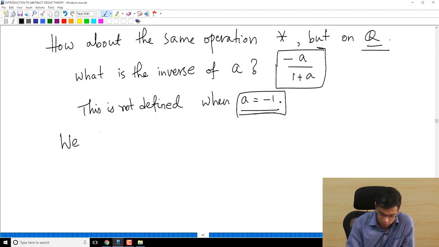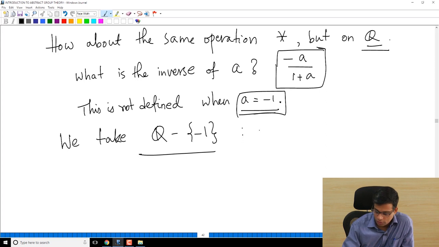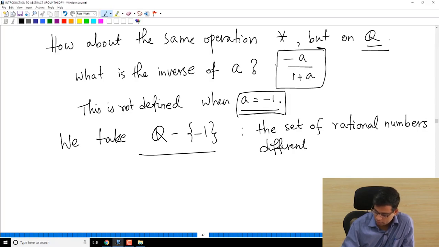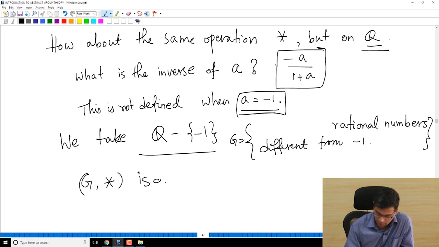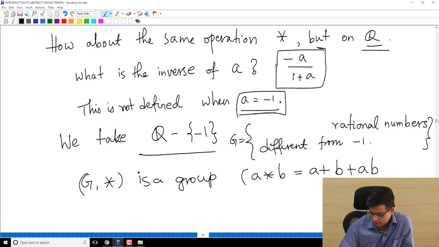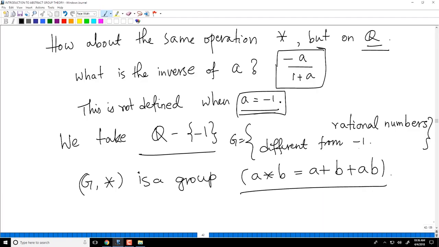So, now we set, let us say, Q minus, okay. In other words, I am removing minus 1 from this set. So, I am looking at the set of rational numbers different from minus 1. So, let us say G is this. G is the collection of rational numbers different from minus 1. Then what we have verified says that (G, star) is a group. Recall that star is again as before, it is A plus B plus AB. So, under this, (G, star) is a group. If you eliminate minus 1 from Q, you can make it a group.